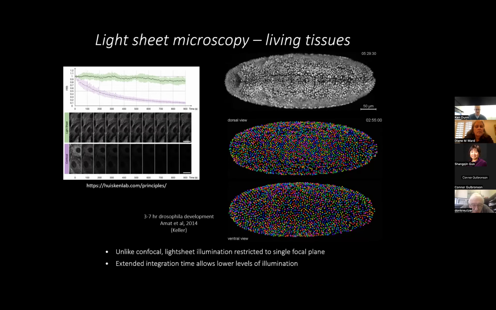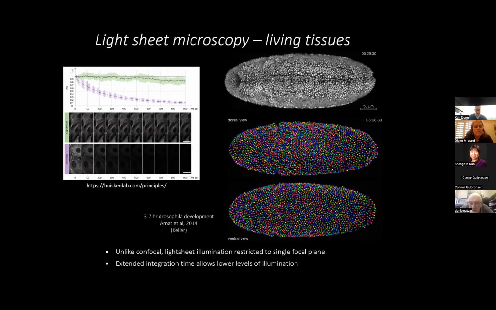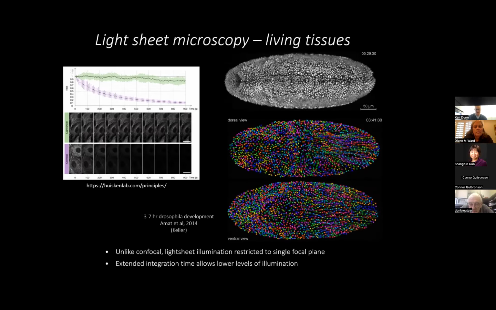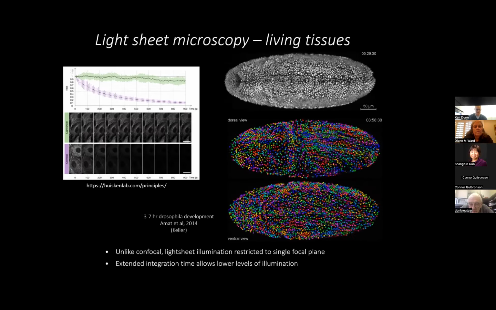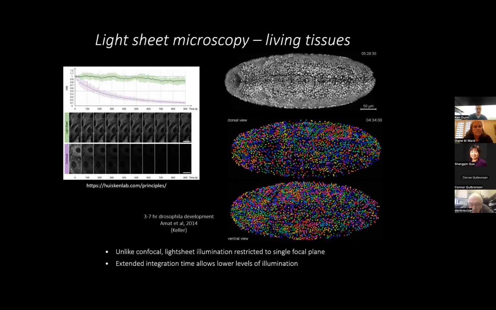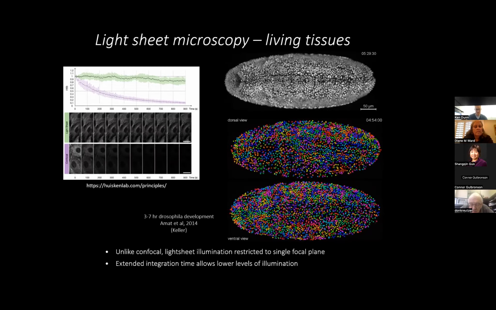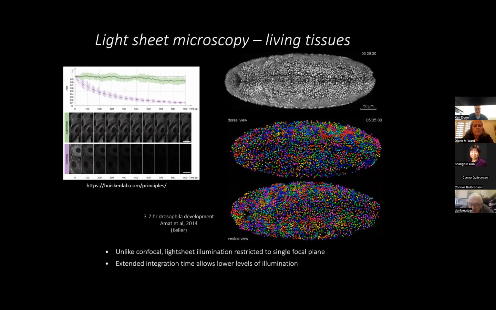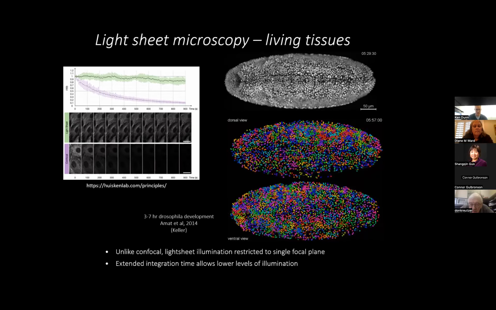I only have this as Drosophila development. They went through, and over that period of time, they mapped the fate of each one of these individual cells over time. It's the dorsal view and the ventral view. And so for long-term imaging in 3D, this is an ideal approach. And there's negligible photobleaching over that period of time.